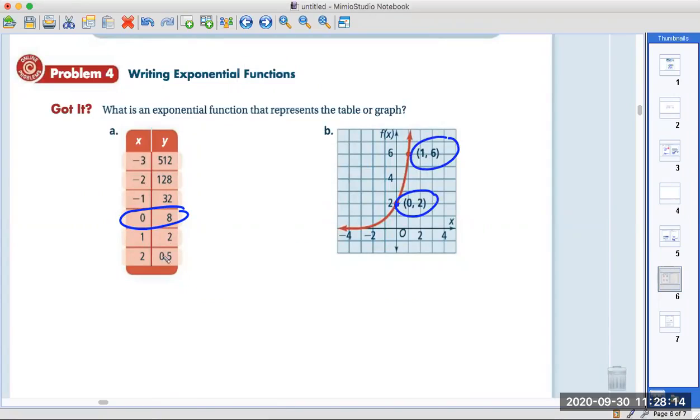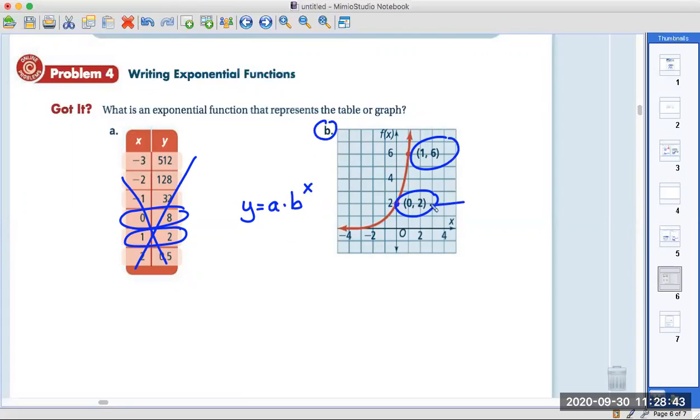So you can pick any other point if it's the table. I'm only going to do B, but if you look at the table, you have to have the y-intercept and one more point. So two points, one of them being the y-intercept, will help you write the equation. So I'm doing B, okay? We're not doing this one. So here's the shell. You need to find A and B. Those two numbers need to be found.